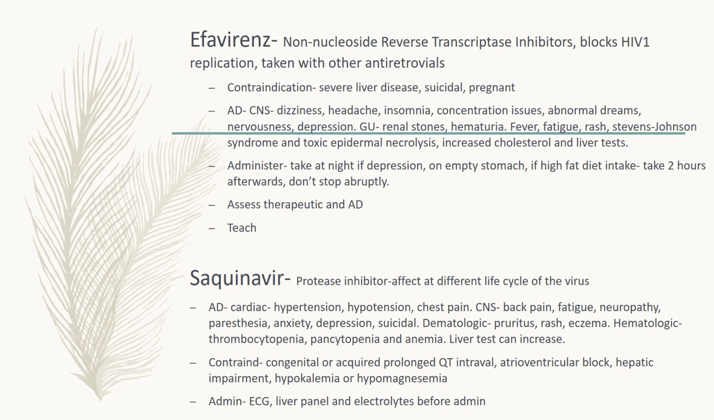CNS is involved. The GU is involved with renal stones, hematuria, fever, fatigue, rash, Stevens-Johnson syndrome, toxic epidermal necrolysis, increased cholesterol, and liver issues. So we need to be watching and monitoring for that. They need to take this at night if the depression is happening, so that they can sleep while that's going on, I guess.